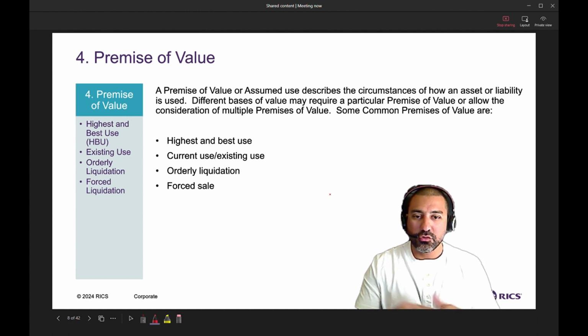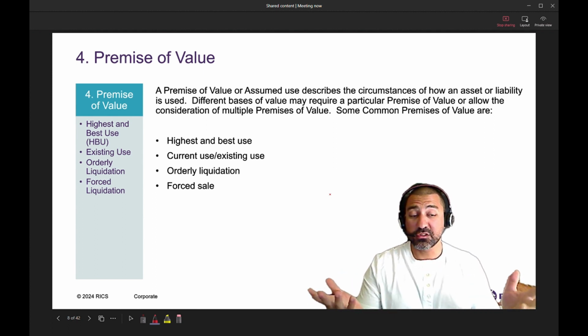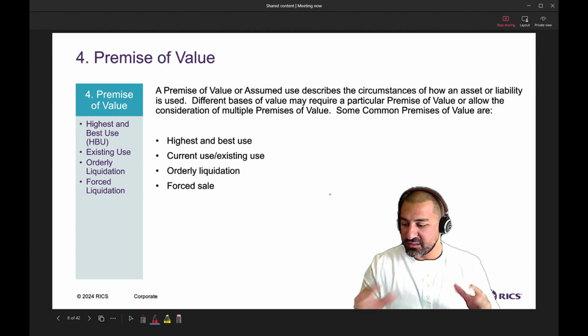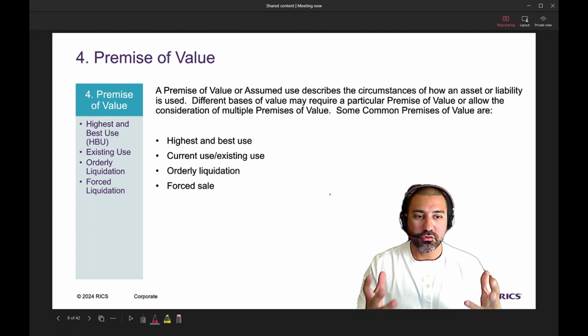And then the other two are orderly liquidation, so you are selling the asset and you're liquidating it in an orderly fashion, I'll give you some examples of that, or forced sale, right? So I'll give you an example. One example could cover all four premises. Let's say a client comes to you and says, I want to value my factory.